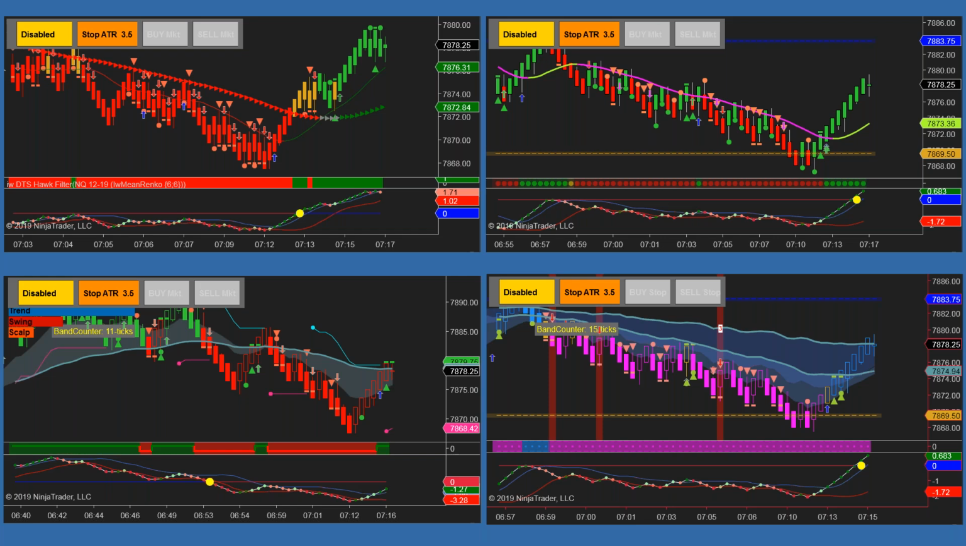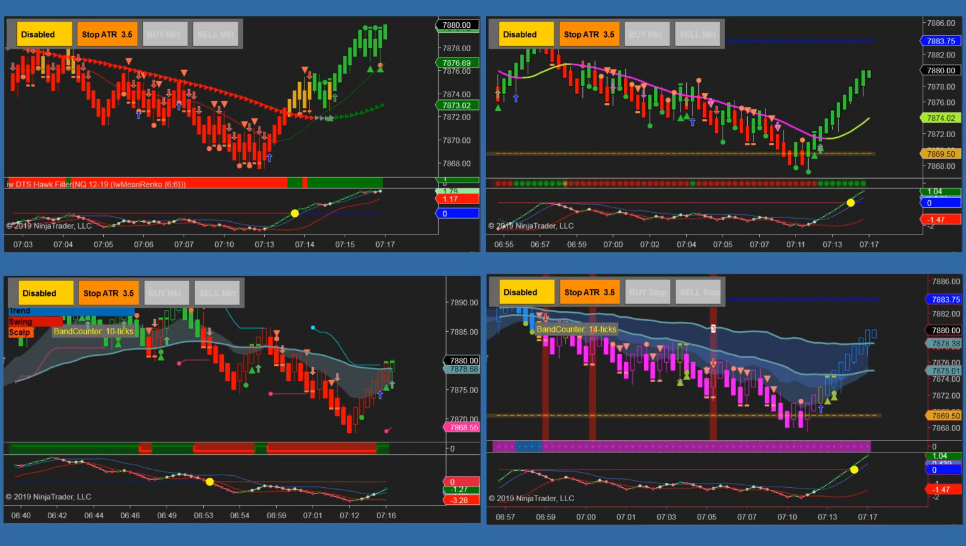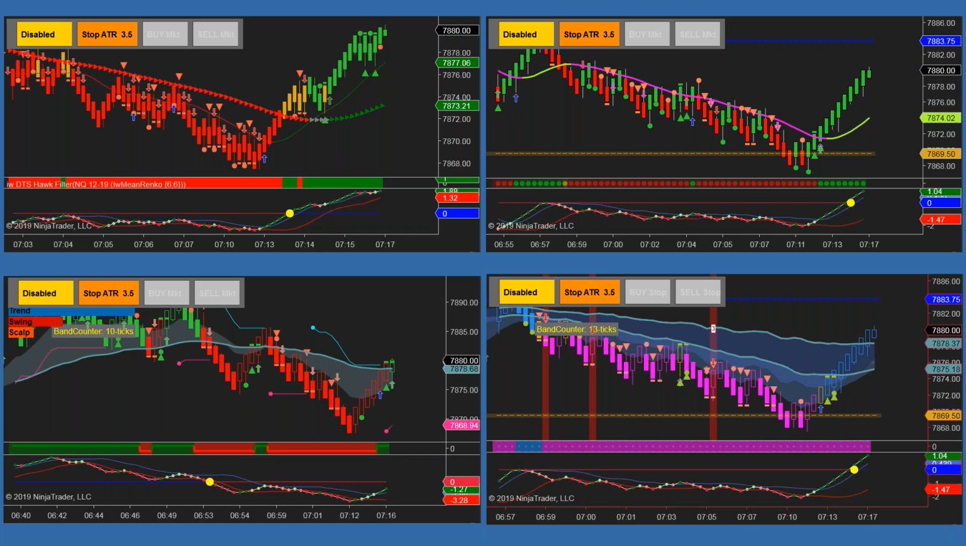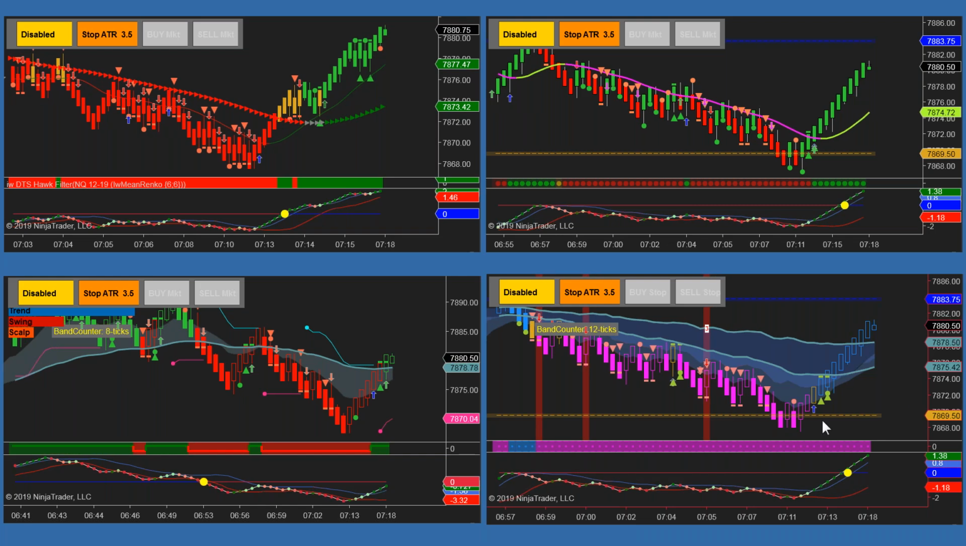Okay, so yeah, Ray says that level was hit 3 times, but it couldn't get any further, couldn't get any lower. It definitely is a range-bound market.